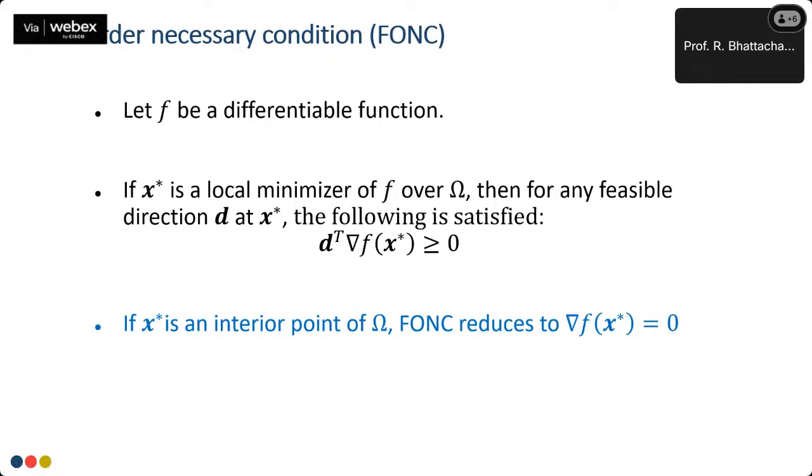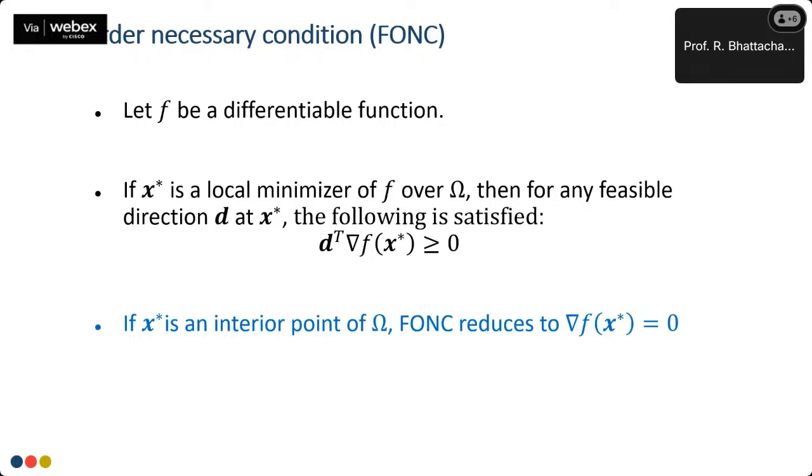So the first order necessary condition says that if a function f is differentiable, then the following condition is satisfied: d transpose gradient of f(x star) is greater than or equal to 0, where d is a feasible direction. This is the general condition, and if x star is an interior point of omega, then the condition reduces to gradient of f(x star) is equal to 0.